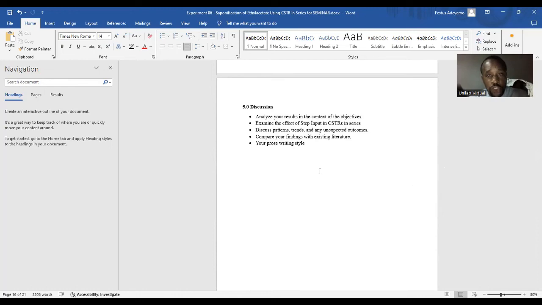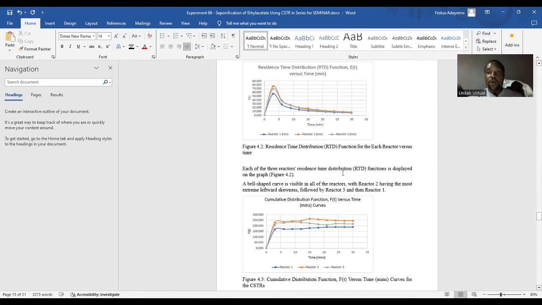In your discussion, you have to analyze your results in the context of the objectives. Examine the effects of step input in CSTR in series, discuss patterns and trends, and compare your findings with existing literature. Now, I want us to look briefly into the things we might likely discuss in this experiment reporting.